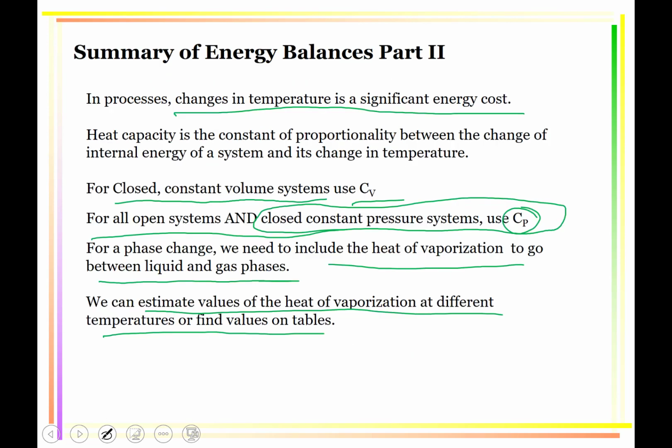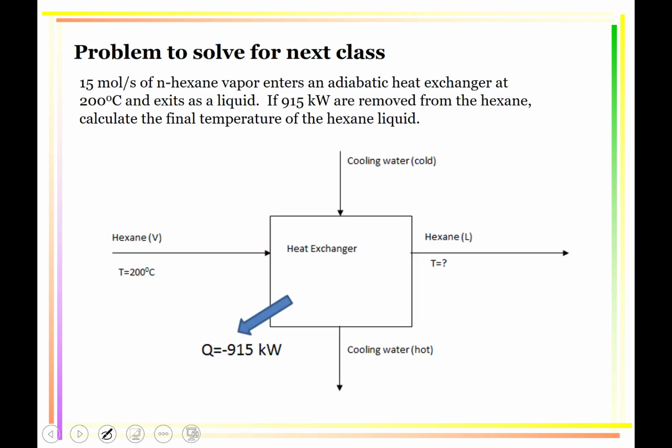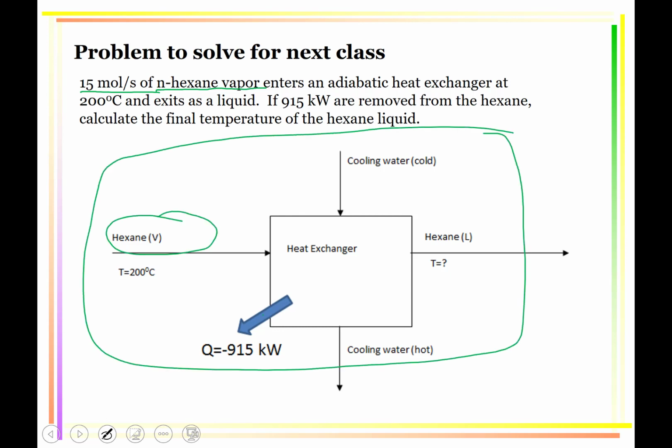So finally, I would like you to do this problem. We're starting with hexane as a vapor. We have 15 moles per second entering an adiabatic heat exchanger. Now, I'm drawing this incorrectly here, actually. It's adiabatic. There's no net loss of heat from the entire heat exchanger. But the hexane is going to lose 915 kilowatts to the cooling water.